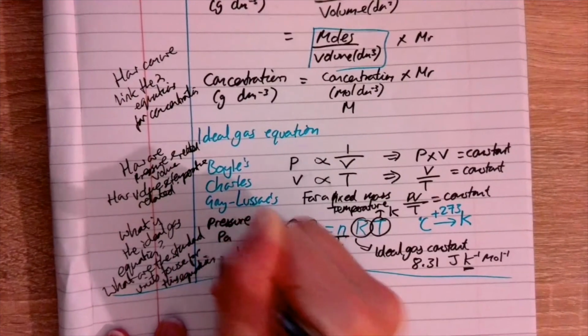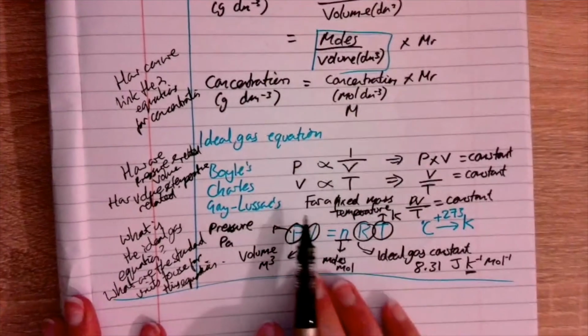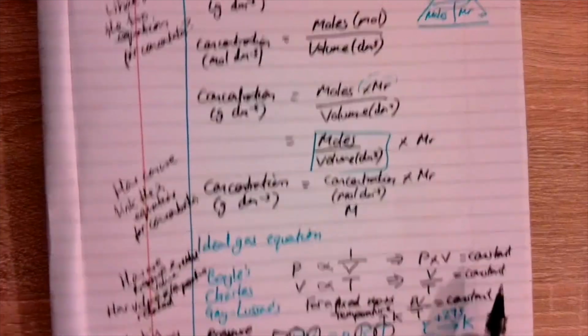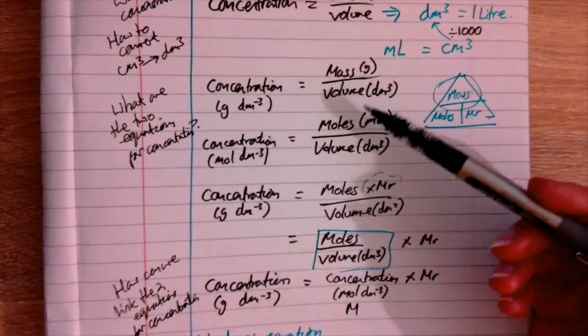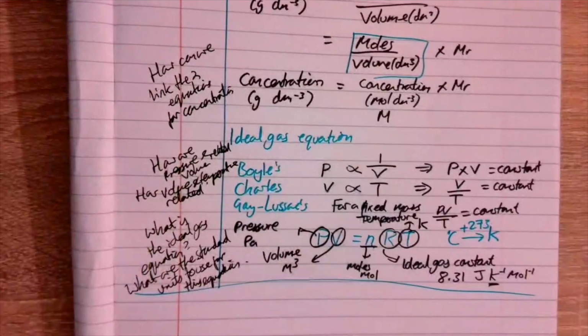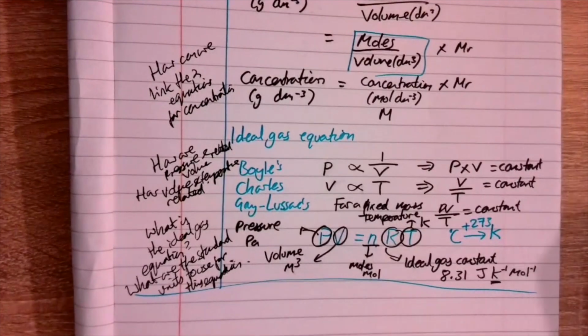And it's important that we pay attention to the different units, as just having a V there for volume doesn't necessarily mean it's the same units. For example, concentration, we were just using decimetres cubed, but now for volume we're talking about metres cubed. So it's really important that we pay attention to those small factors.